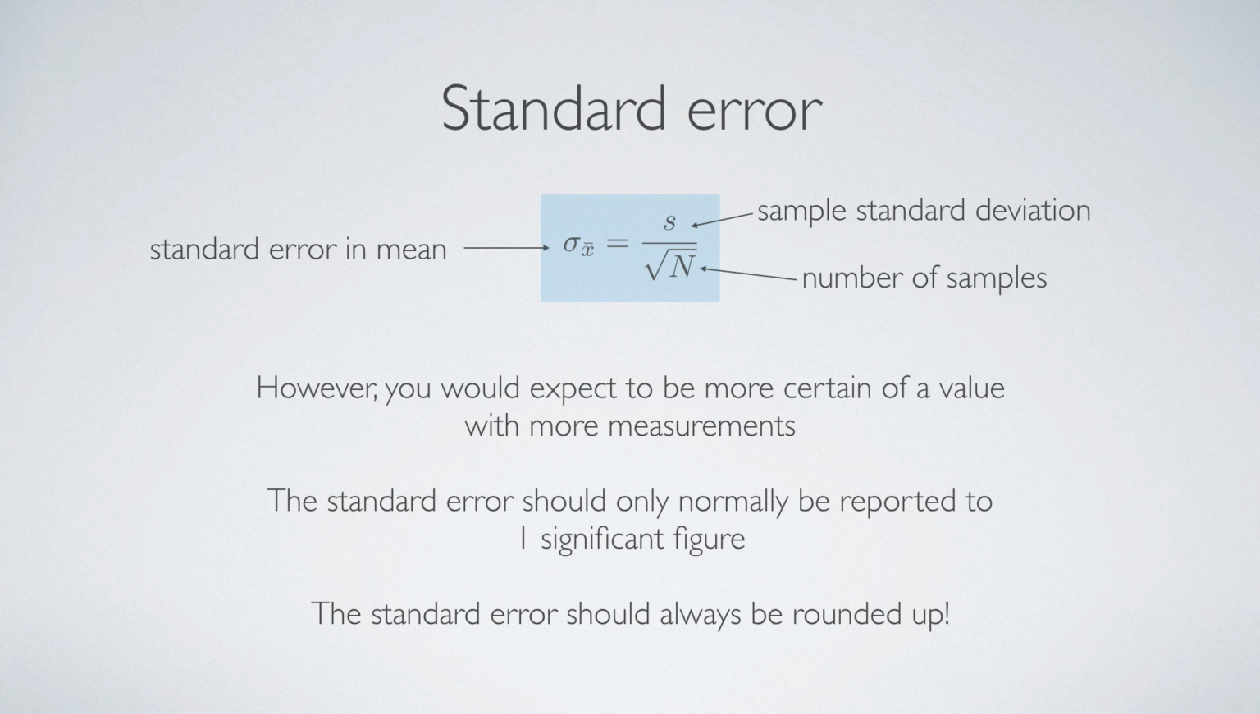Standard errors are normally only ever reported to one significant figure. Sometimes if the standard error begins with a number beginning with 1, then it is reported to 2, but it's normal for standard errors to only ever be reported to one significant figure. Something else to consider is that because the standard error is a measure of the uncertainty of our mean, the value should always be rounded up, regardless.